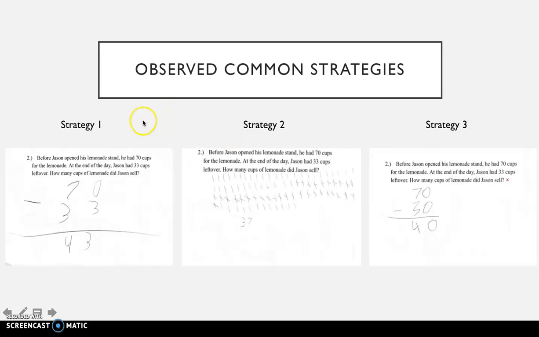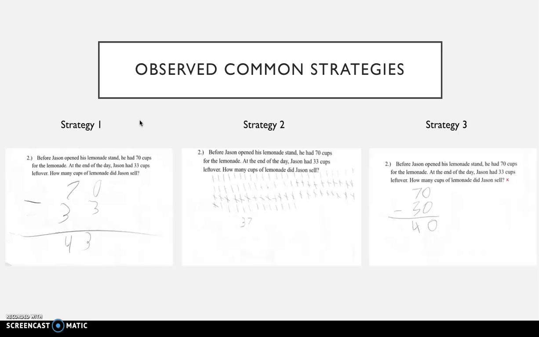In the first strategy, I noticed several students subtracted by taking away the smaller number from the bigger number, regardless of whether the smaller number was on top or bottom. This led several students to the final answer of 43 cups. So they subtracted 3 minus 0 and then 7 minus 3, or they switched that and started in the tens place and then went to the ones place.